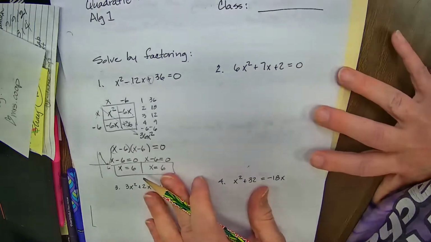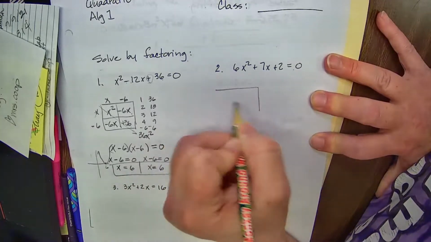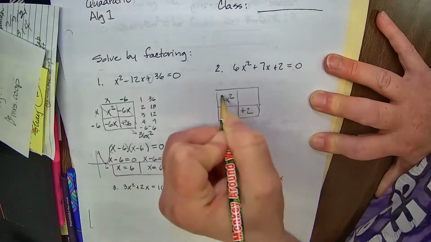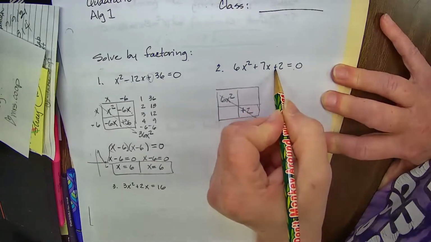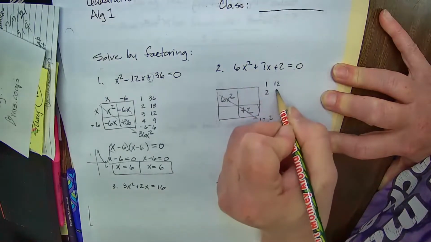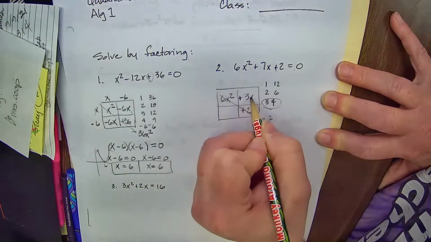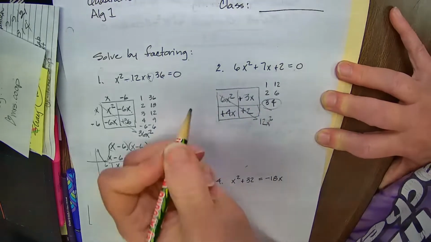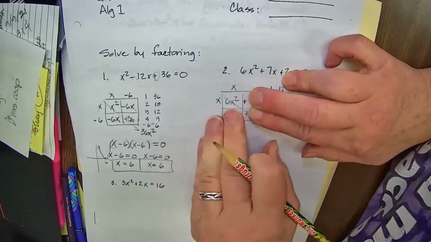Now, okay, so here, no GCF. So I go to my box. 6x squared, positive 2. We multiply, we get 12x squared. The signs are the same. We have to add to get to a positive 7. 1 and 12, 2 and 6, 3 and 4. I'm going to use positive 3x and positive 4x. That gives me 7x. Now, right here, we know the x and the x gives us our x squared.